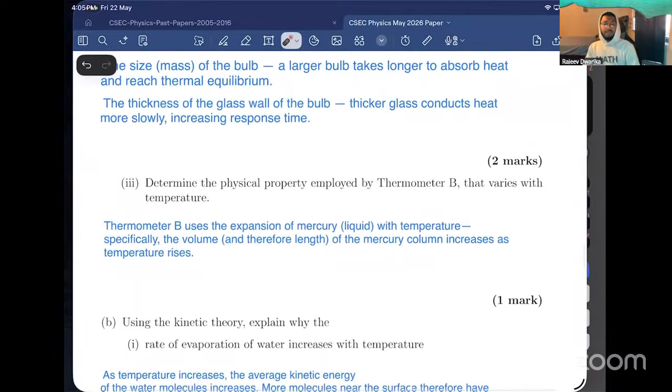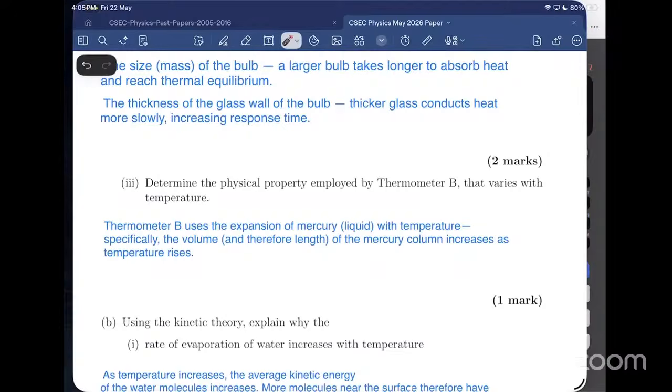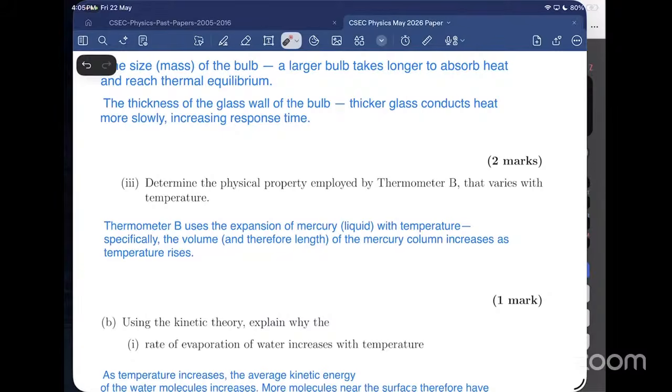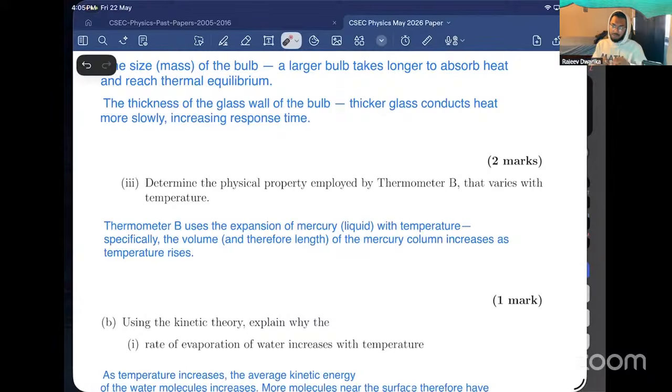So thermometer B uses the expansion of mercury with temperature. Specifically, the volume of the mercury column increases as temperature rises. Yeah, it was looking for volume. Because as you apply heat energy, the mercury molecules are going to gain kinetic energy. And they're going to start to vibrate, move about, occupy more space, increase volume.